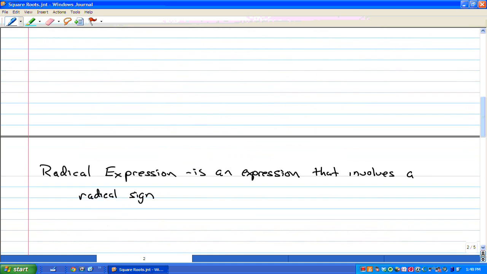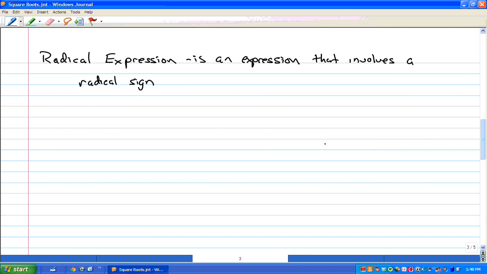Okay, next. A radical expression is an expression that involves a radical sign. We got to remember what the term expression means. That just means that you have numbers, possibly variables, operations, and you are doing things to it in order to find the answer, or simplifying it in order to find the answer. It does not involve an equal sign, though. When you put an equal sign, then it's an equation. So this is a radical expression, and you're just simplifying it, but it would involve a radical sign.